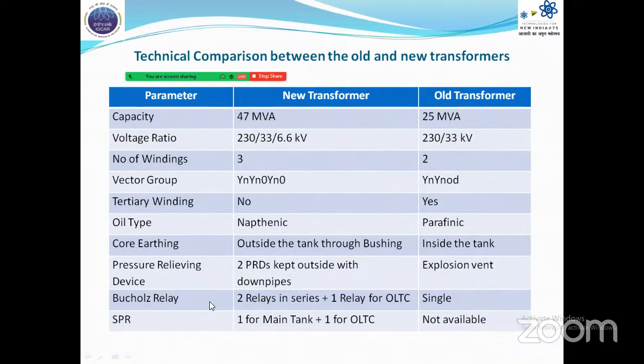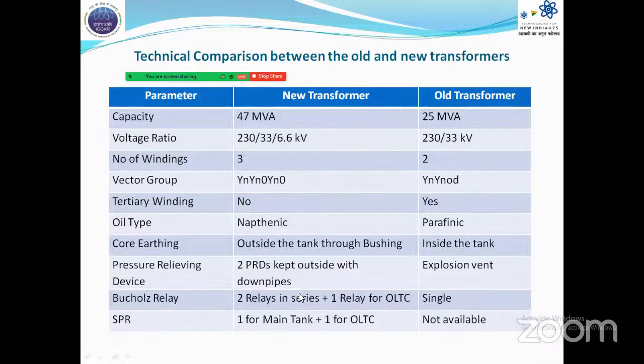Buchholz relay is a gas operated relay which is used to protect the transformer at the incipient stage itself. Earlier, in the old transformer, one relay was provided. Now two relays are provided as a redundancy, and one relay exclusively for OLTC.